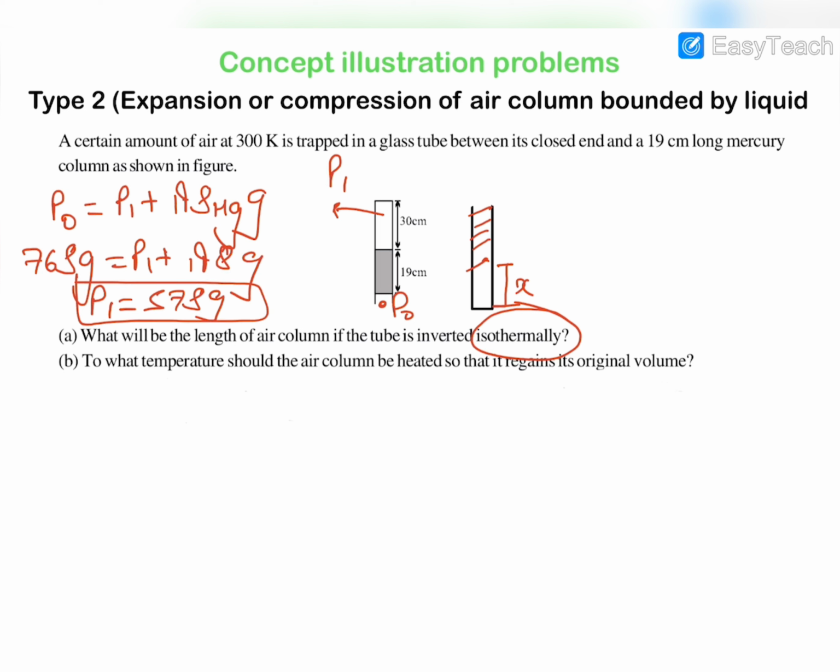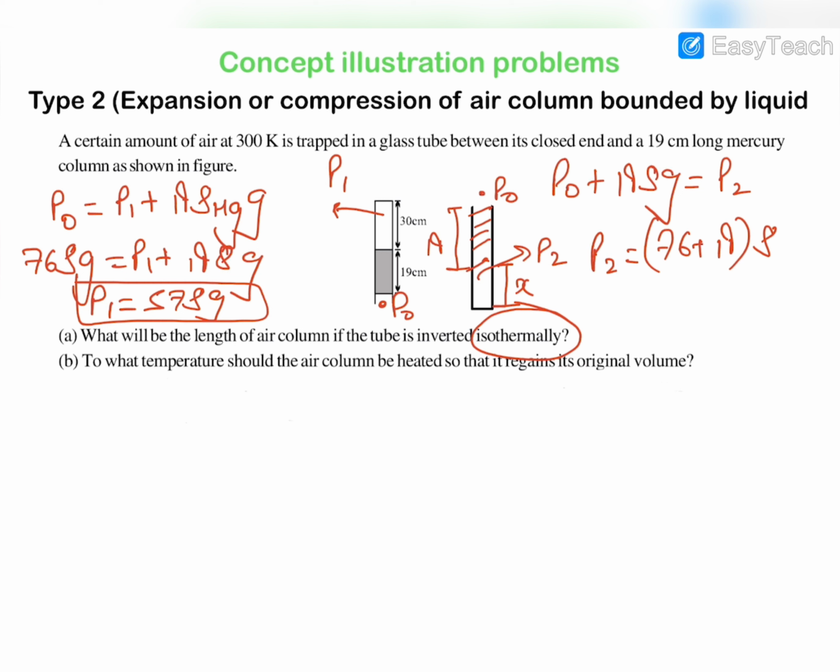This is P1. Now when we have inverted the tube, let us suppose that the pressure of the air column is P2 and the pressure above the mercury is obviously P0. So P0 plus H rho g, and obviously the length of the mercury column will remain the same because it is incompressible. So P0 plus 19 rho g will be equal to the new pressure P2. So P2 will be 76 plus 19 rho g, which is 95 rho g.